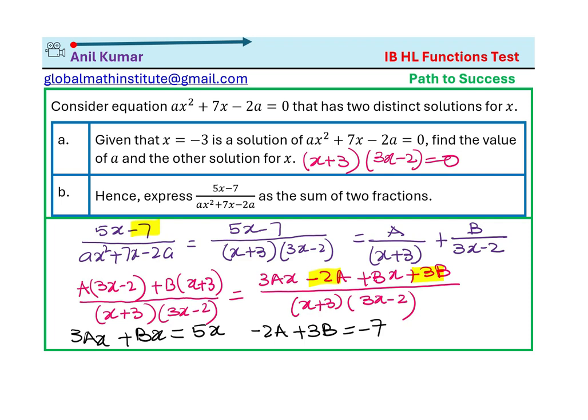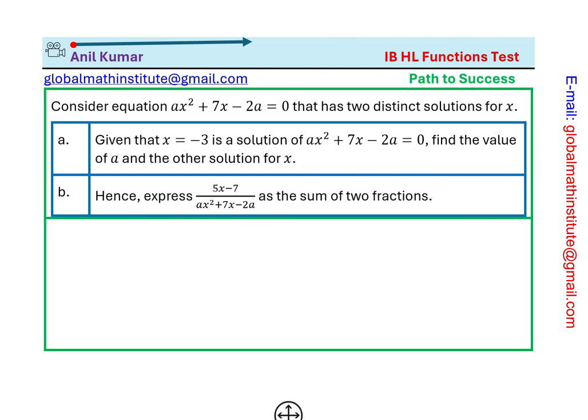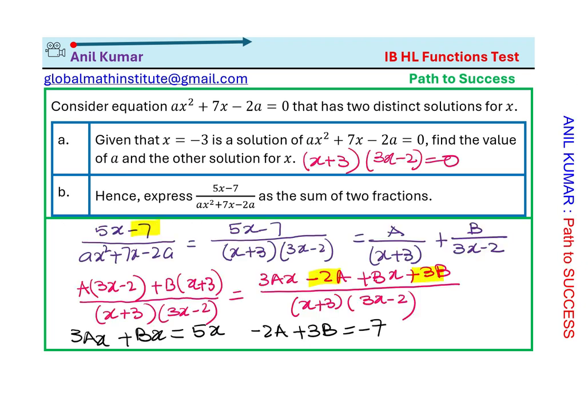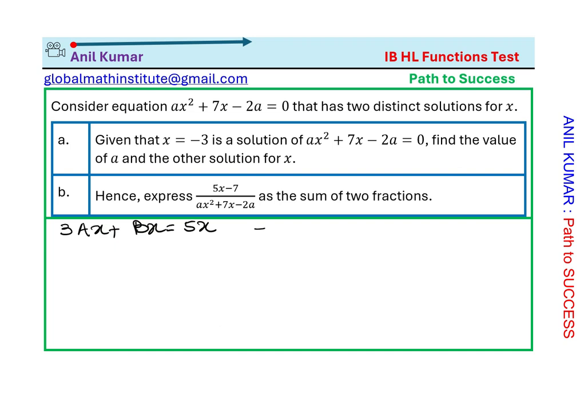Now, a and b are two unknowns, and there are two equations, and therefore we can easily solve this. Perfect. You can actually pause the video, answer, and then look into my suggestions, right? So let's solve them. We have 3ax plus bx equals 5x. That's the first equation. And what is the second one? Minus 2a plus 3b equals minus 7. So these are the two equations.